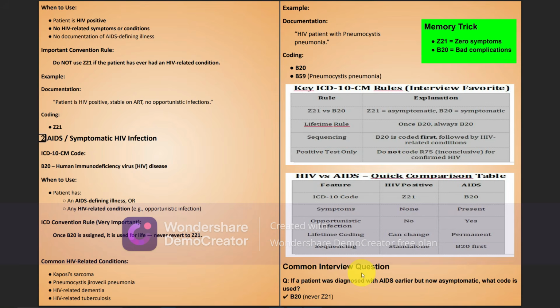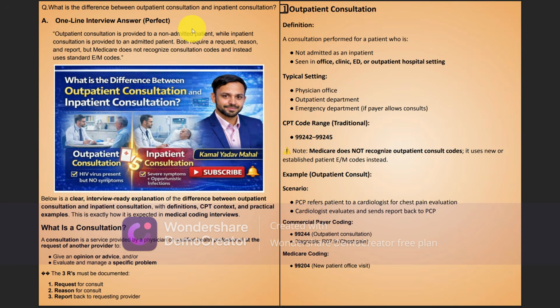Common question asked in the interview: if the patient was diagnosed with AIDS earlier but is now asymptomatic, what code should be coded? Answer is B20. Never Z21. Okay, next question is here.